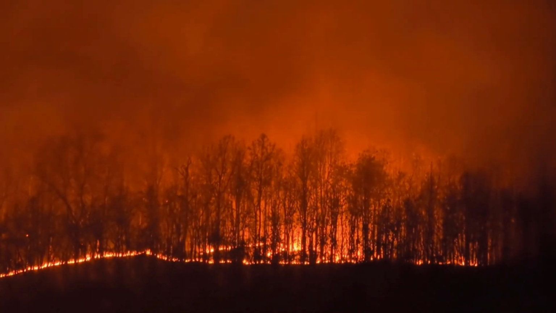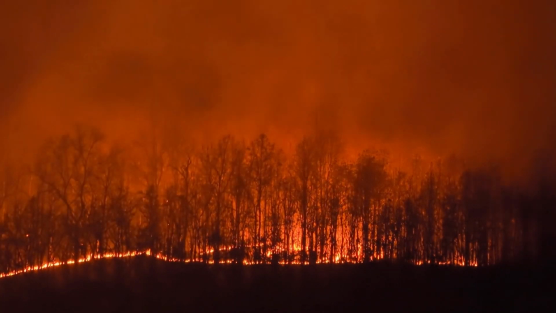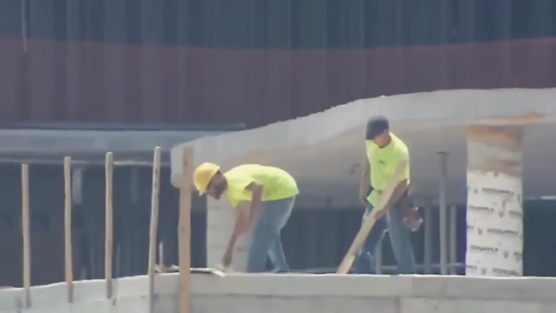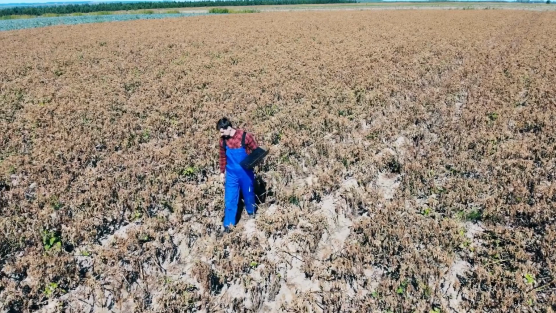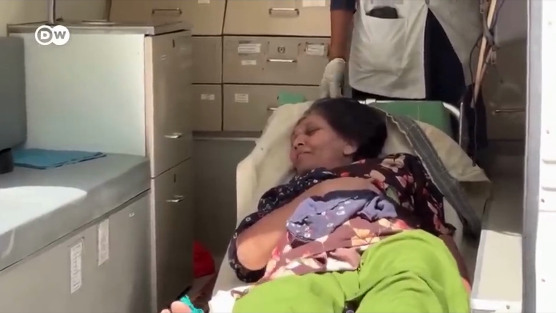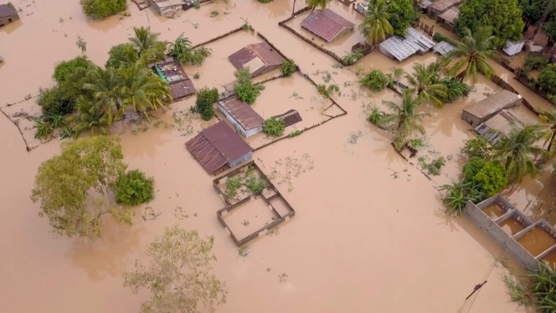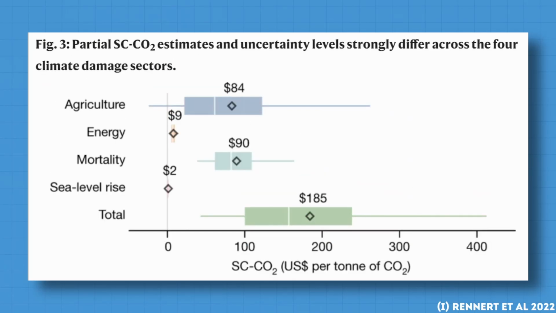Different papers will have different damage functions and things that are considered. Common climate damages are changes in labour productivity, agriculture, sea level rise, mortality, and extreme events. In this paper, the $185 is composed of temperature mortality impacts, agricultural impacts, sea level rise damages, and increase in energy demand, mostly for cooling.